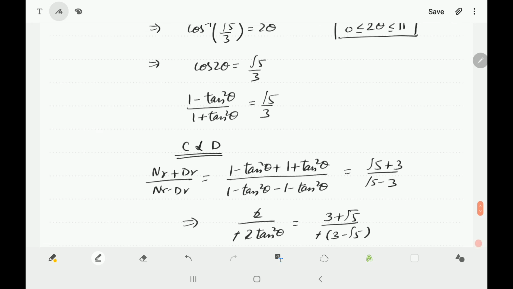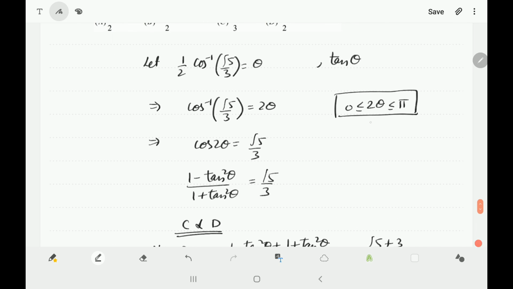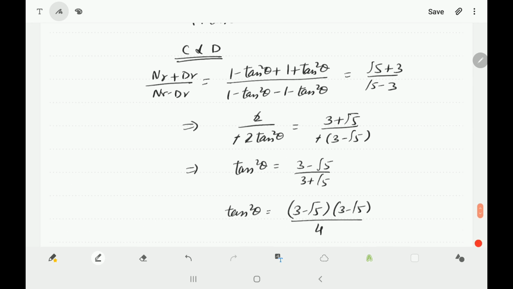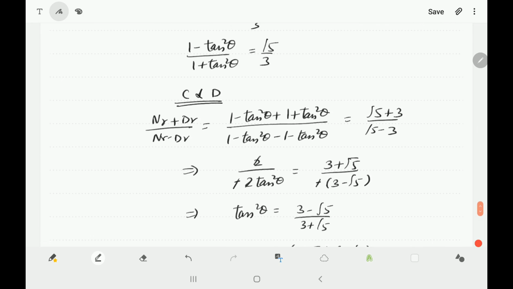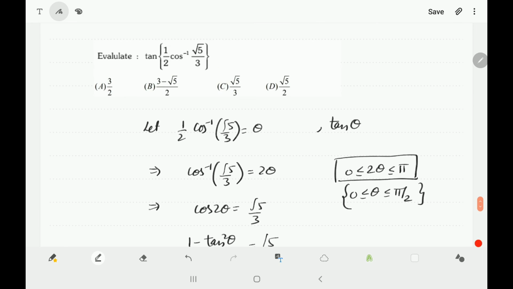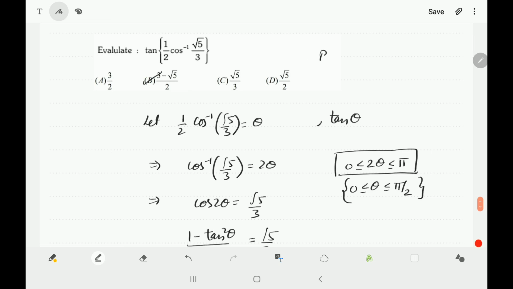Now we already know that 2 theta is from 0 to pi, it means theta is from 0 to pi by 2. So range of theta is from 0 to pi by 2. So theta is in the first quadrant, and hence tan theta will be positive. So the value of tan theta will be 3 minus root 5 by 2. So the answer of this problem is option B. I hope it is clear.